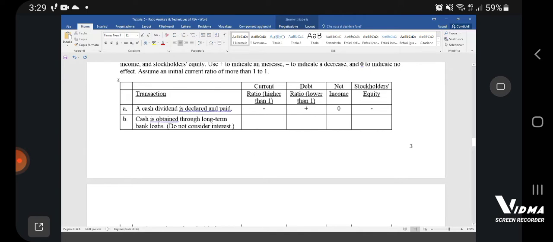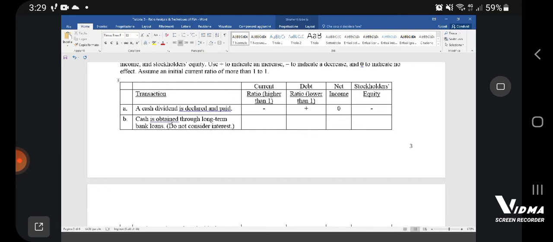Cash is obtained through long-term loans. Do not consider interest. That means do not think that, okay, I'm taking the loan now, but after one month I have to repay it together with the interest. Don't think too far in the future. Just for the moment, you are having cash inflows because you are taking a long-term bank loan.